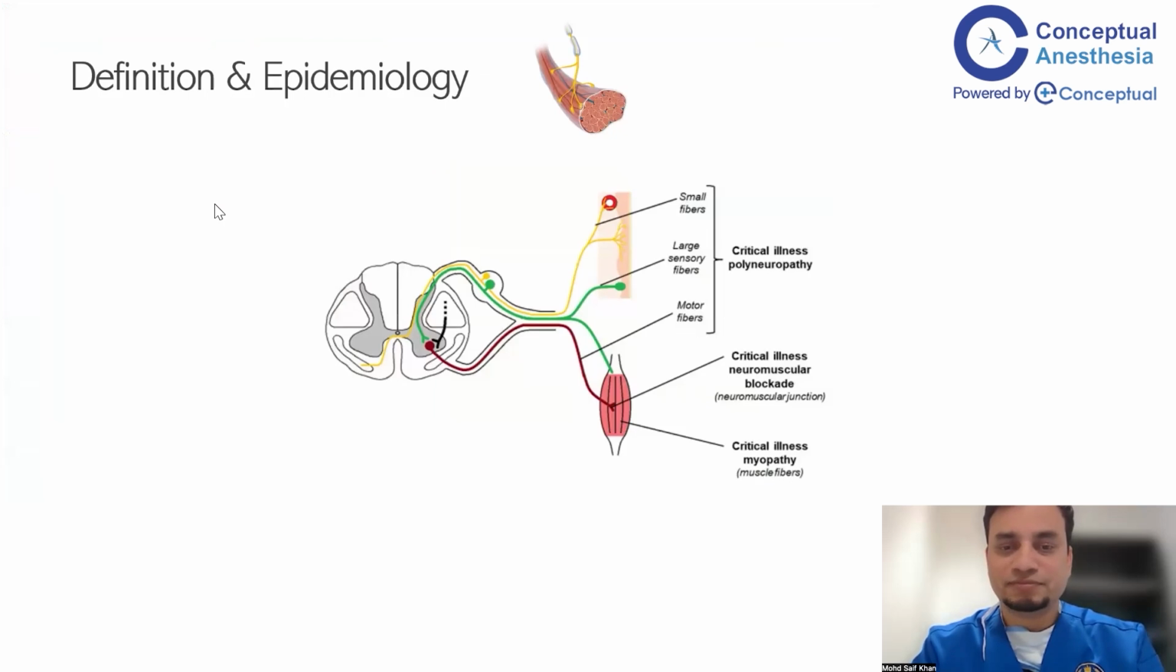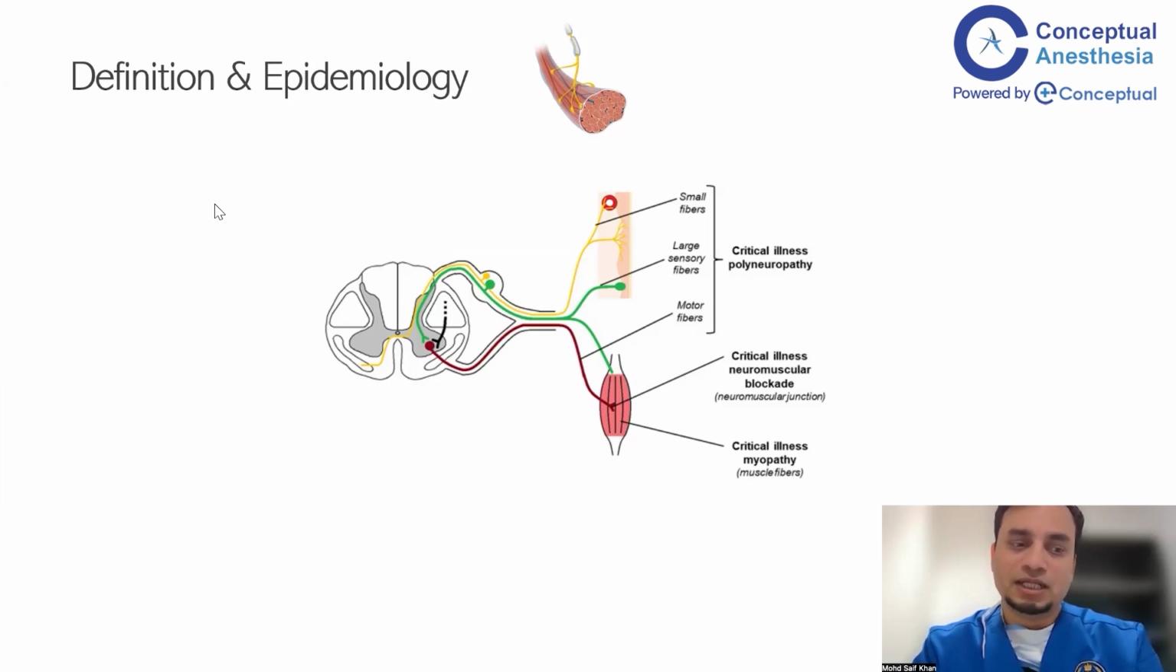Regarding the definition, it is straightforward. However, it is usually a diagnosis of exclusion, excluding all other alternative possibilities which may be related to weakness in ICU patients. For example, we need to rule out myasthenia gravis. We need to rule out electrolyte deficiencies like hypokalemia, hypomagnesemia, and hypophosphatemia. We need to rule out nutritional deficiencies as well.